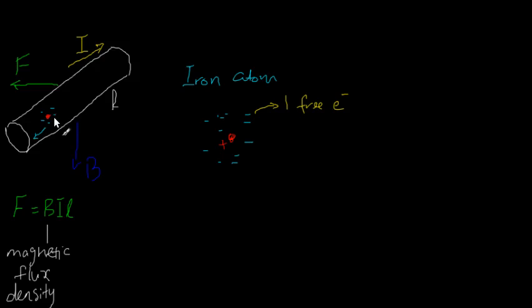But the protons, the positive charges, would not move. So there are positive and negative charges in the iron rod, but it is only some of the negative electrons that actually move when you have a current.